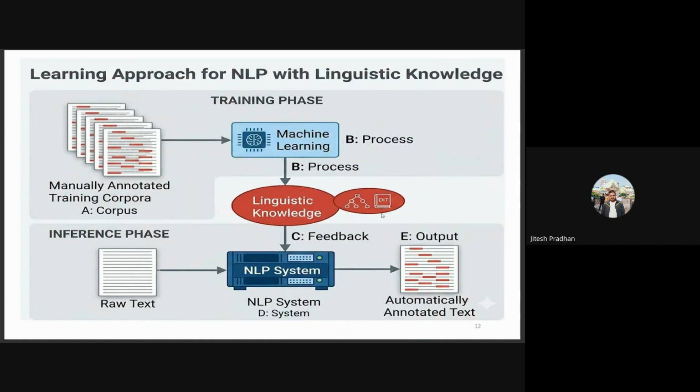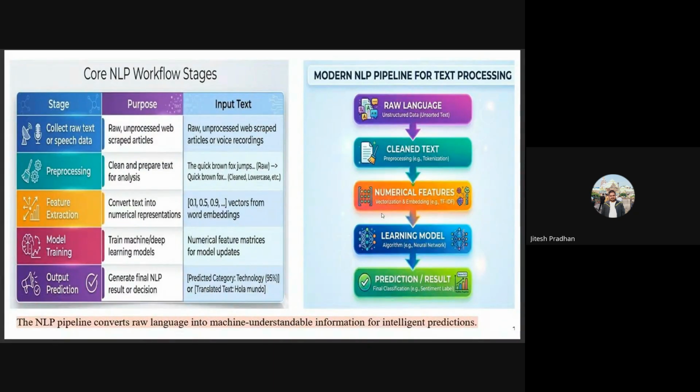Now let's look at the core NLP workflow stages. These are the common pipeline stages of how NLP works. The first one is raw language, our raw data. Raw data means unstructured data gathered from whatever resources are available, maybe from websites, from textbook information, or from any social media platform. All the unstructured data is your raw language.